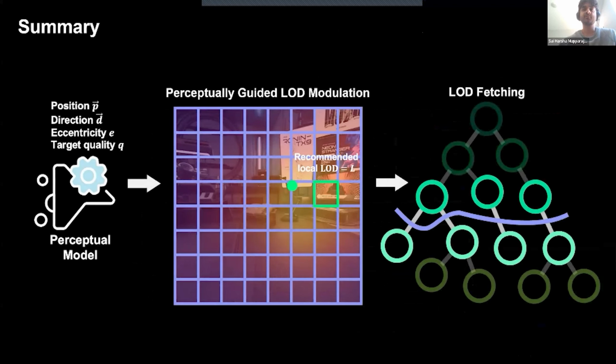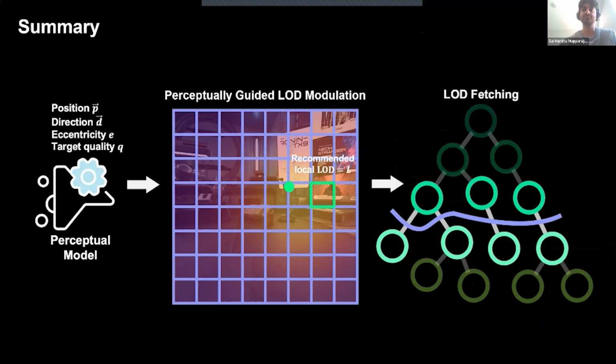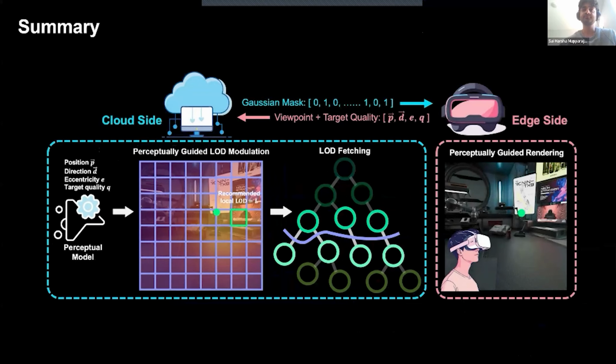In summary, we develop a perceptual model to generate a LOD heat map, which we use to fetch relevant Gaussians based on the LOD from our tree hierarchy. We also propose a streamable framework where we do the compute-intensive steps of perceptual model inference, frustum culling, and LOD fetching on the cloud side, and do the rendering on the edge device by passing a lightweight Gaussian mask from the cloud to the edge.